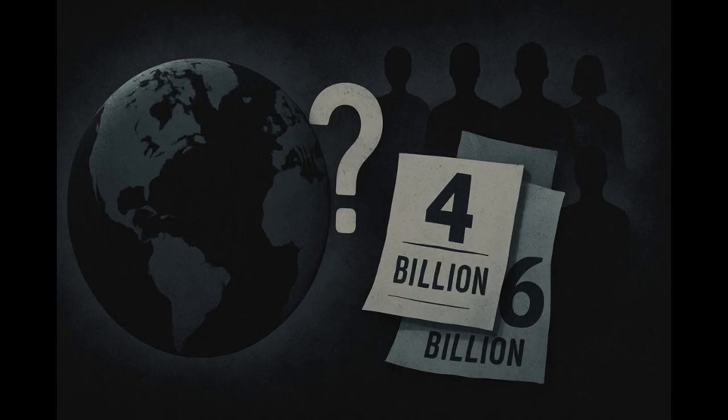If official numbers are flawed, is there any way to estimate how many people are really on Earth? The truth is, nobody knows for sure. But some independent researchers and whistleblowers believe the real number may be much, much lower, possibly between 4 and 6 billion people worldwide. Let's look at why they think that.